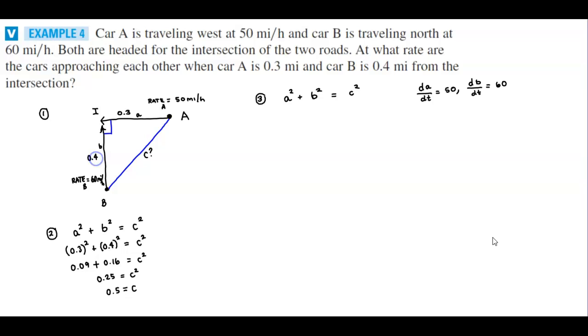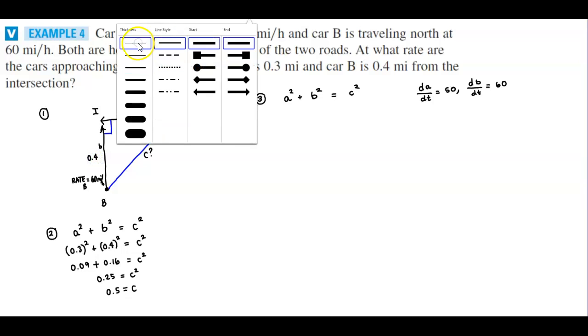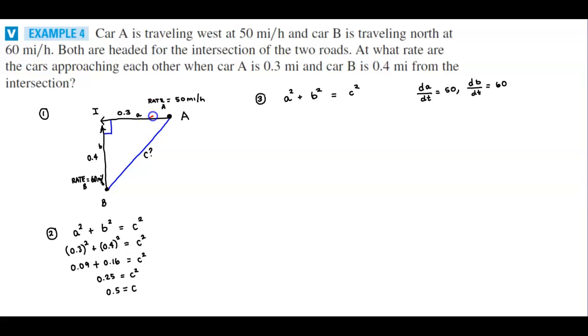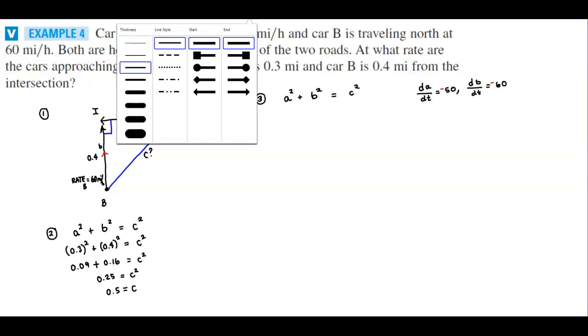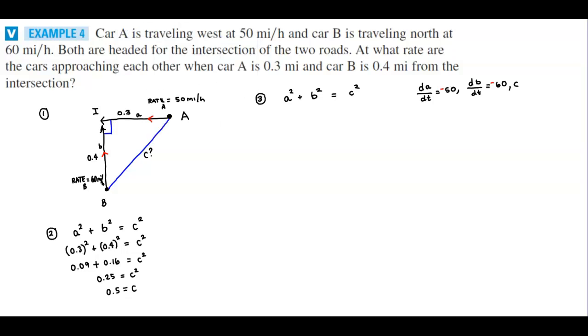So as each car goes in its direction, it's getting closer to the intersection, so the distance is decreasing. That means this is going to be negative 50 miles per hour and this is going to be negative 60 miles per hour. And we also know that the value of c is going to equal 0.5. So we're looking for the rate dc/dt, and that's what we're going to be looking for. Now we're going to take the derivative of each term.